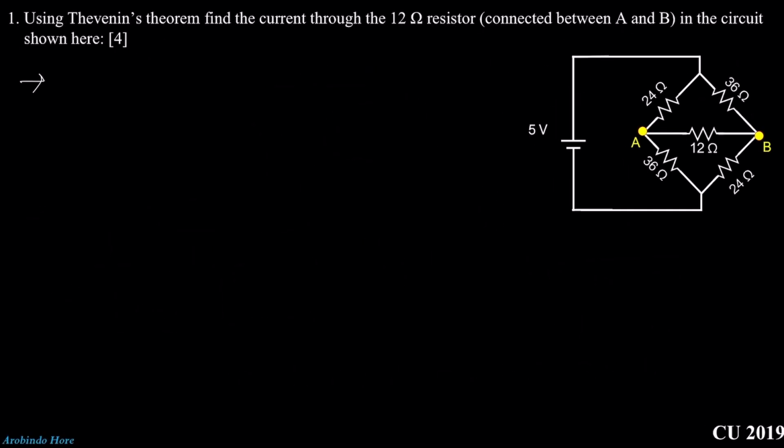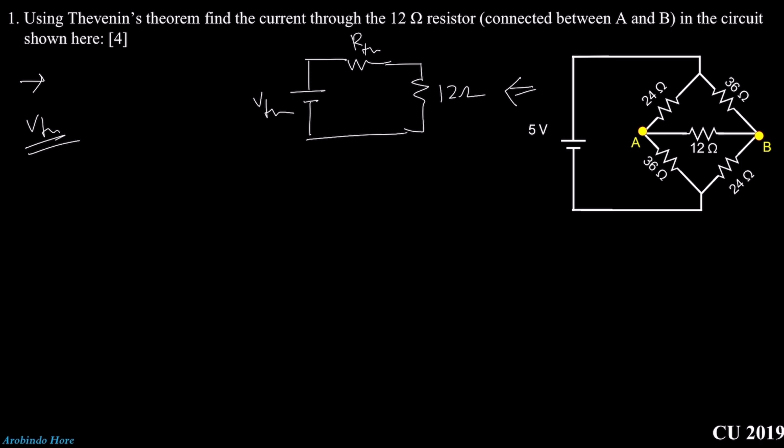Here they say, using Thevenin's theorem, find the current through the 12 ohm resistance. That means here the load resistance is this one. So we can redraw this circuit and write VTH, RTH, and the load resistance will be 12 ohm. First we need to calculate VTH. How to calculate VTH? Remove the load resistance and calculate the voltage across it.